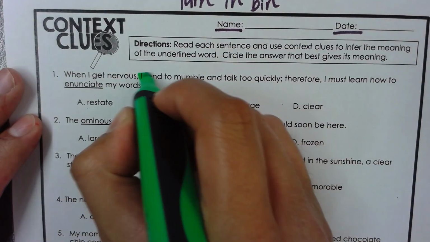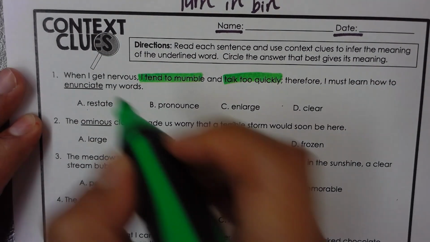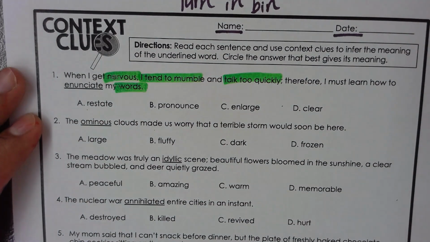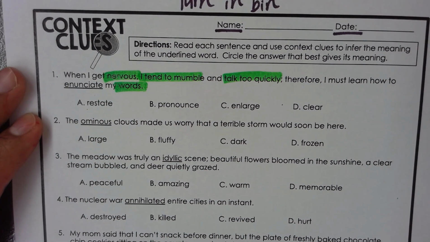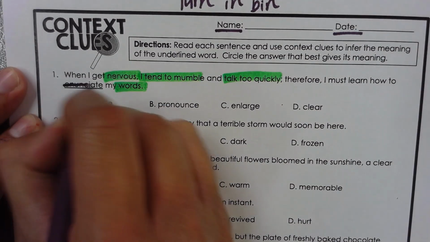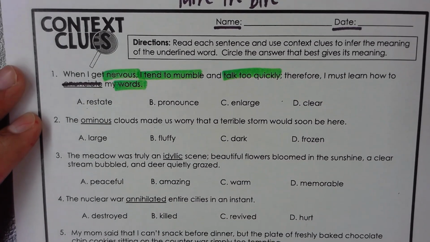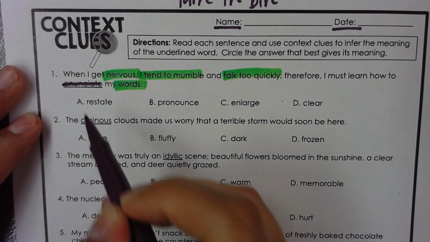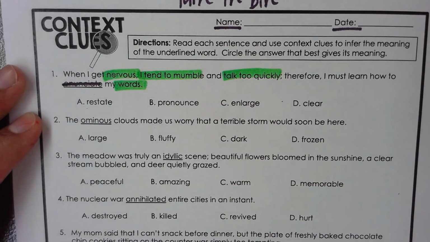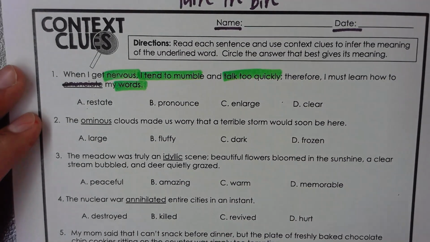This person tends to mumble or talk too quickly when they're nervous. And this is dealing with words, mumbling words, saying words quickly when they're nervous. So we need to figure out what the word enunciate means. So I want you to cross it out because you need to plug in. The strategy is, good readers know we have to read it four different times by plugging in the four possible meanings and then checking to see if it fits the context clues, if they're related.